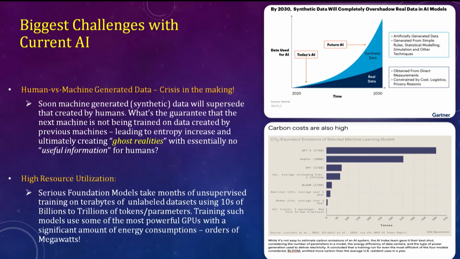Now imagine a time, Gartner did a study, they said by 2030, almost two-thirds of the data in the world will be generated by machines, not by humans. But remember how the machines are generating data.